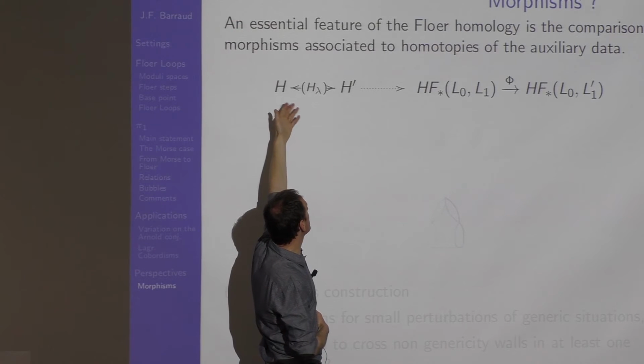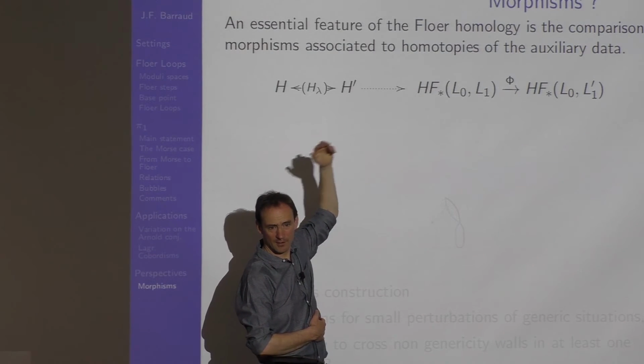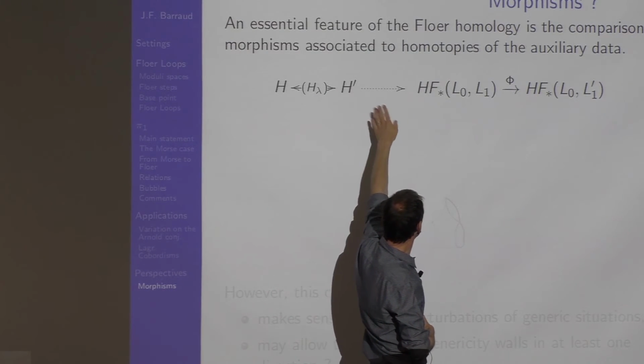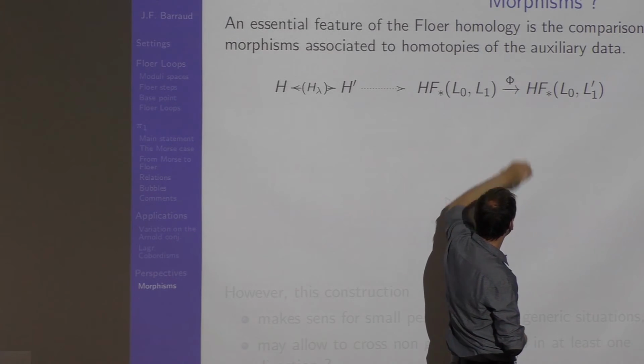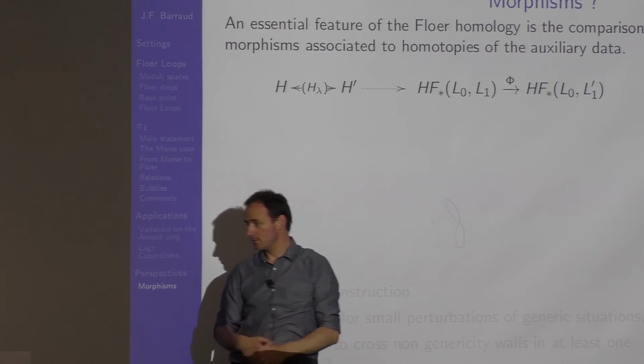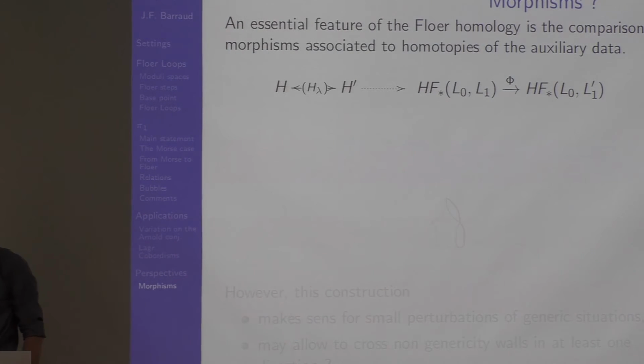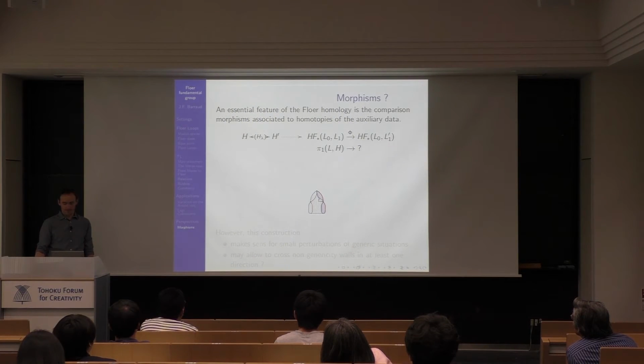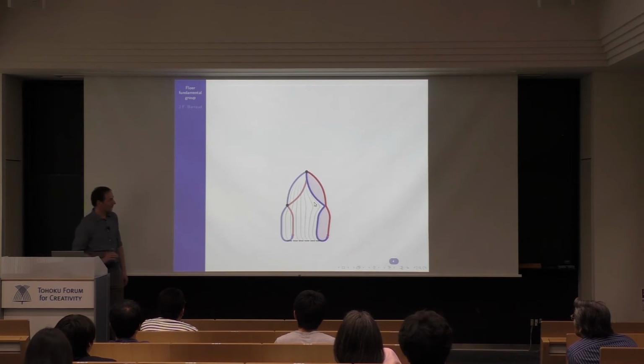Everywhere I write H, in fact, it denotes all the auxiliary data I have. If you do a homotopy of the auxiliary data you used, in Floer homology you have this continuation morphism. Unfortunately, if you want to do the same at the level of the fundamental group, you run into trouble, and I can explain the troubles.